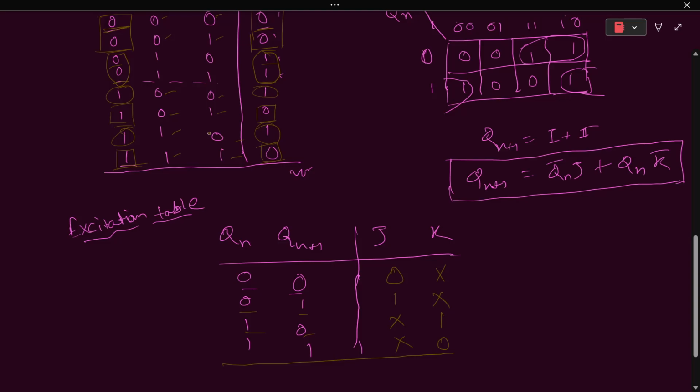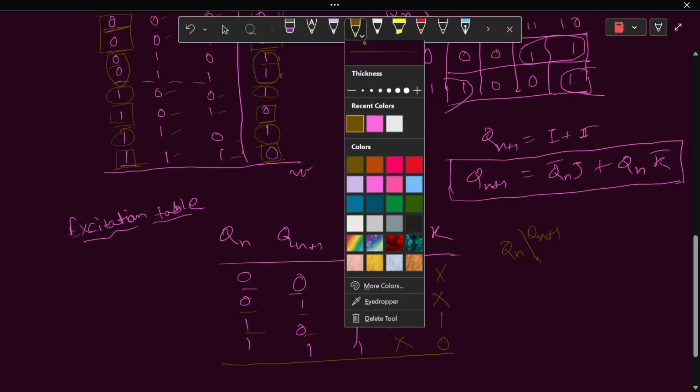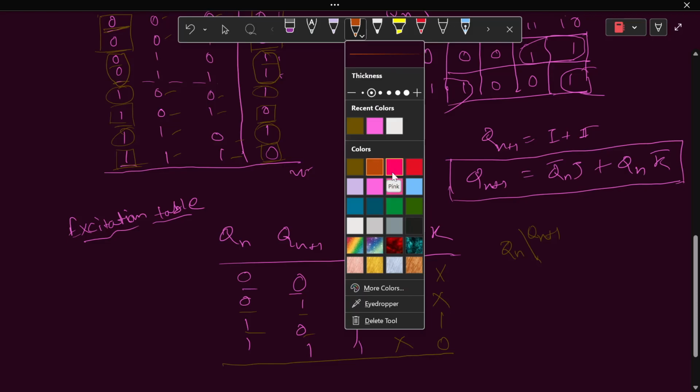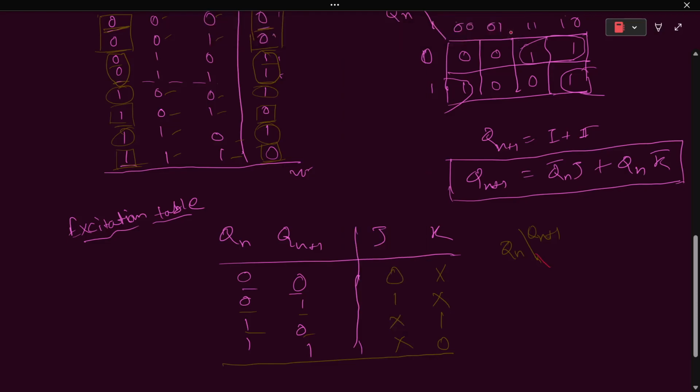Now let's find out the expression of J and K separately. So, let's use that red color. Yeah, this is good. 0 1 0 1. So what we will get? 0 0 is 0. This is for J.